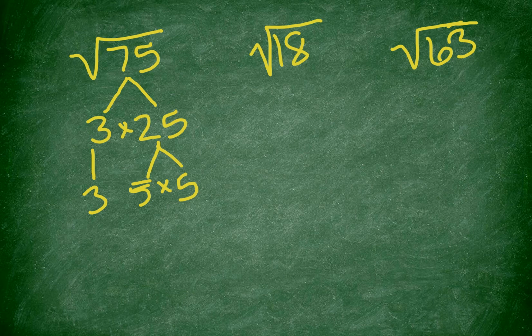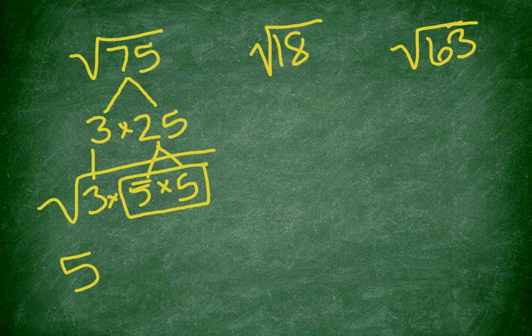Remember, when we take the square root, we're looking for two of the same number under this radical. So I've got two 5s here. So the 5 goes on the outside. For every 2 that's under this radical, it's equal to 1 on the outside. But I have this 3 that doesn't have a partner. He can't come outside, and he has to stay inside. So you should have gotten 5 square root 3.